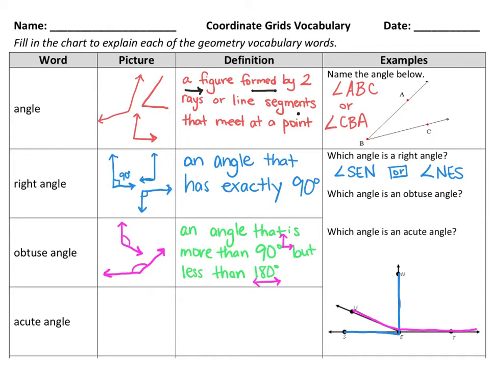Okay, so we need to write angle U-E-T. Angle U-E-T. And remember, E has to be in the middle because it's the point. Or we could say it the other way. Angle T-E-U.